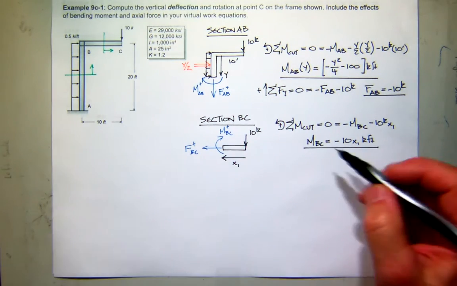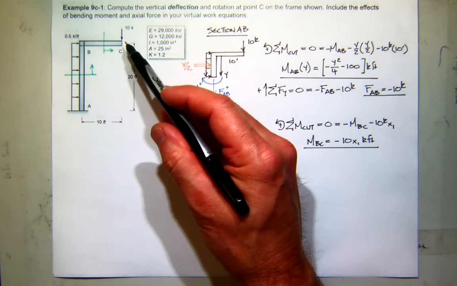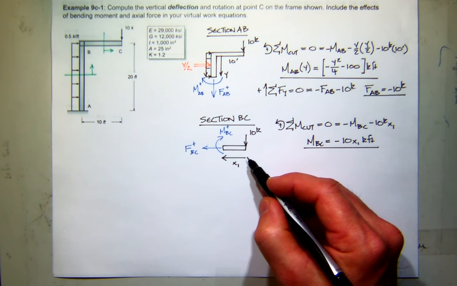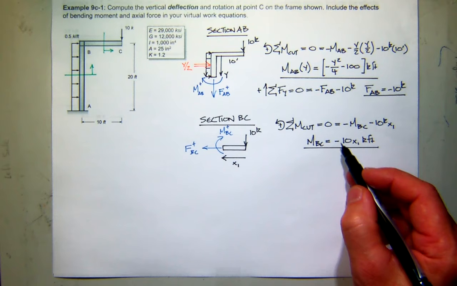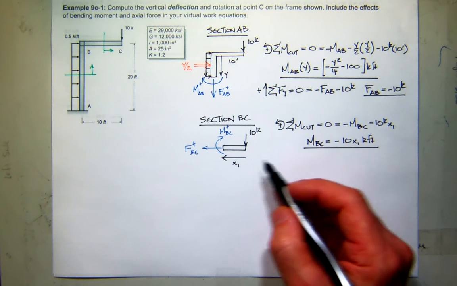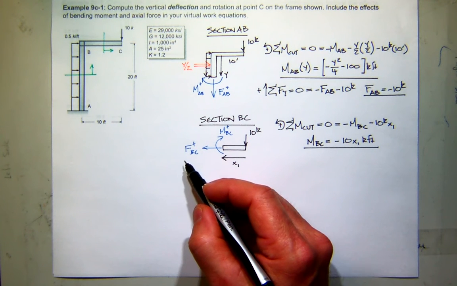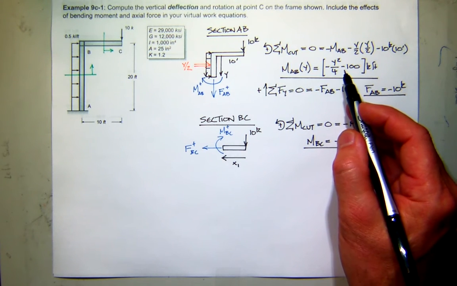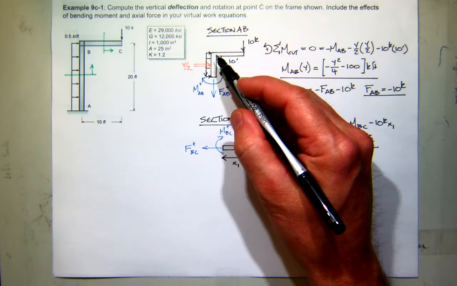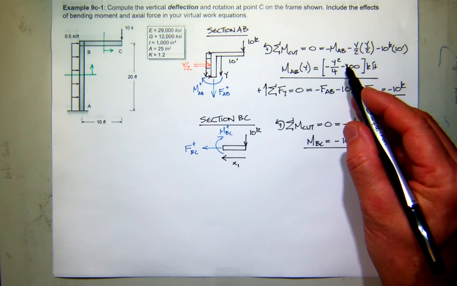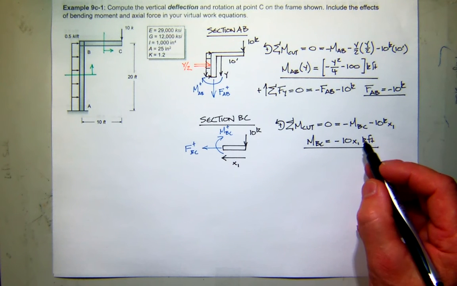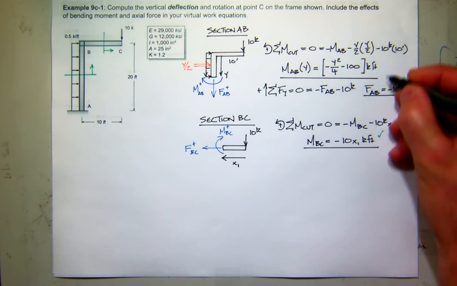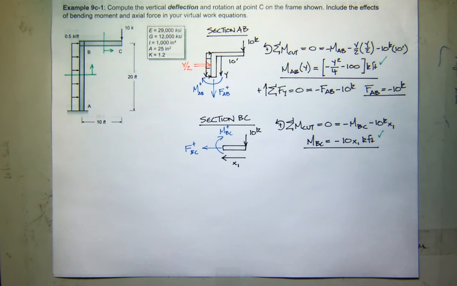We can check that one. We know that the moment at the free end is 0. So with this coordinate system, that's x1 equals 0. And you see when x1 is equal to 0, I do get 0. And also when x1 is equal to 10, that's point B, it should match the equation that we had here when y was 0. It's the same point. So you see when y is 0, I have negative 100. When x1 is 10, I have negative 100. So it matches. So I'm feeling pretty good now that these moment expressions are good.